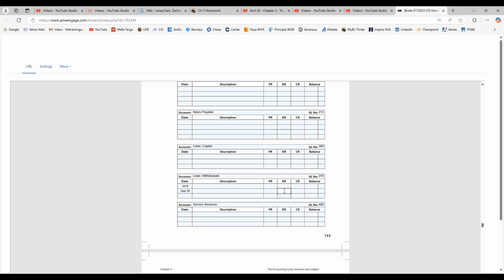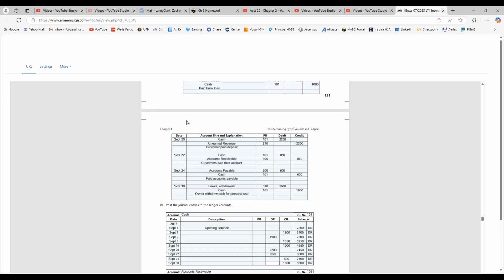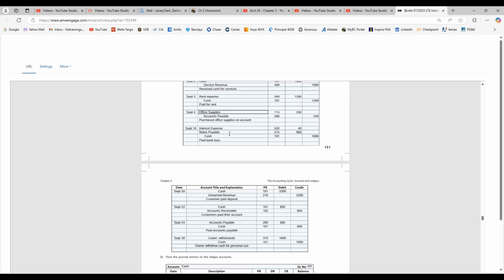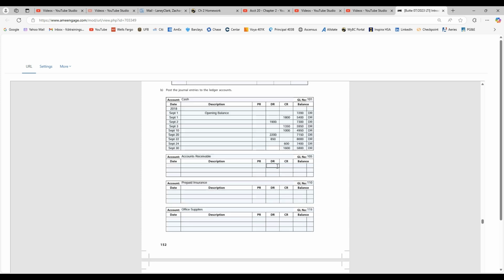So on the 30th, we had a withdrawal of $1,600. So we credited cash. That's here, and then we debited our withdrawals account.